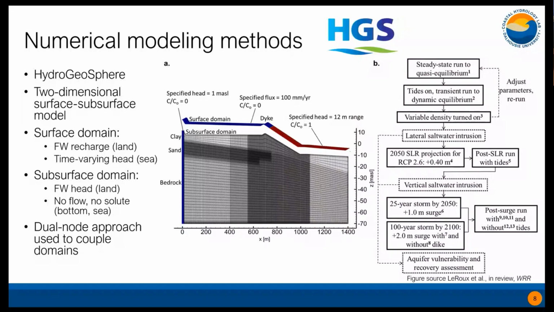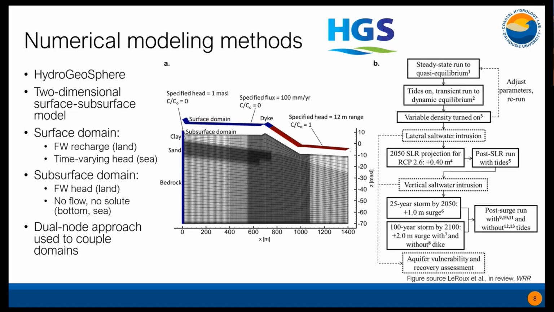And then in panel B, I show the modeling process that was used to ultimately achieve our final goals. So we started with a steady state run to quasi-equilibrium with just salt transport. We then turned the tides on and ran it to a dynamic equilibrium, and then finally turned variable density on. And these three steps were an iterative process and required a lot of adjusting of parameters and rerunning. But ultimately, we broke it up into these three steps to reduce our simulation run times and make the project feasible within a master's timeline.